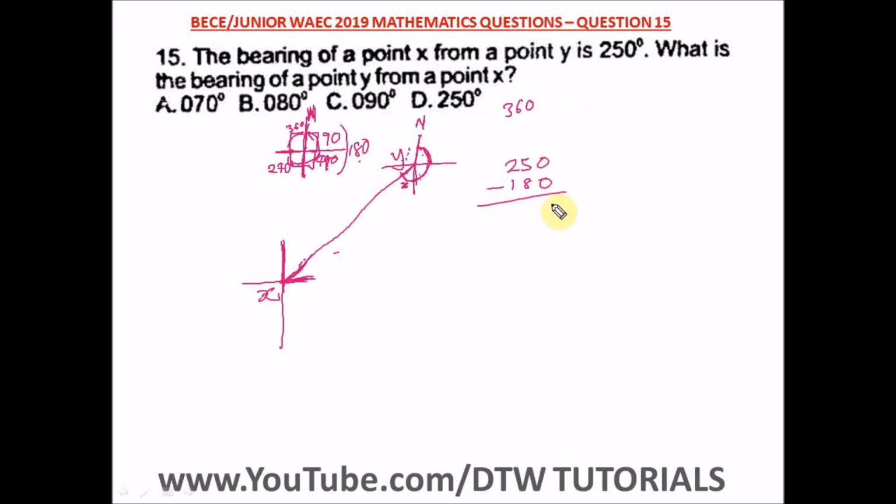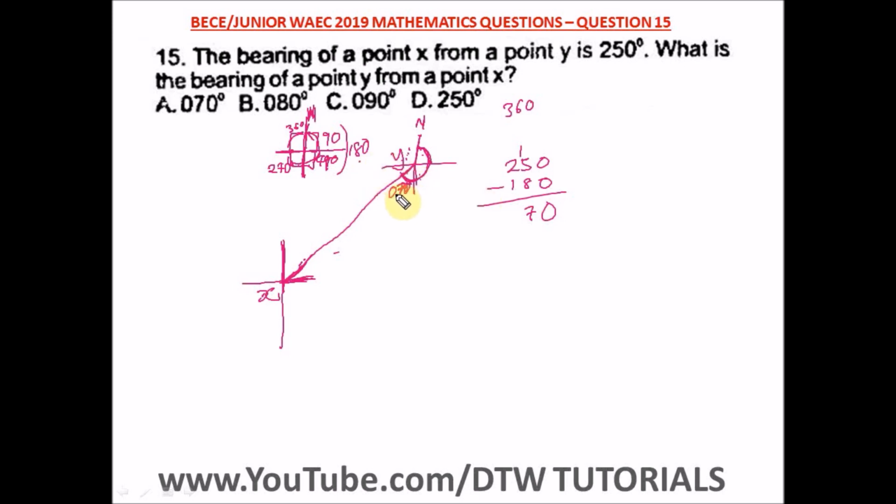So this is 0. 5, can we subtract? No, we add a 1, carry a 1. 15 minus 8 will give us 7. So it means from here to here is 70 degrees. This is the angle from here to here.